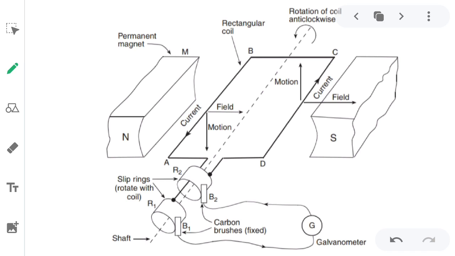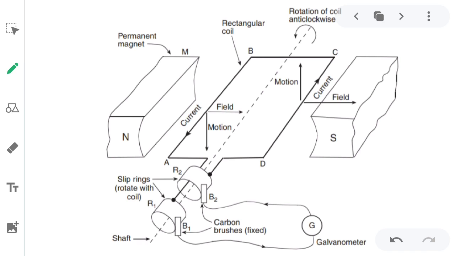You can see in this picture two bar magnets, a current carrying conductor ABCD, and two slip rings, one galvanometer, and two carbon brushes, and one straight dotted line you can see in the picture, that is the shaft. One by one we will see their functions.